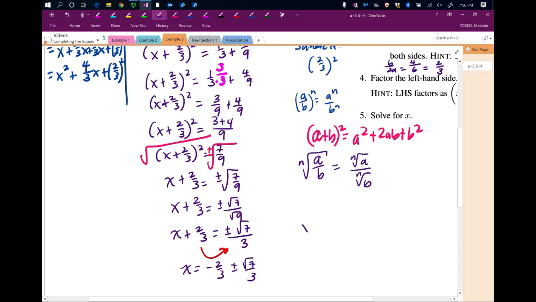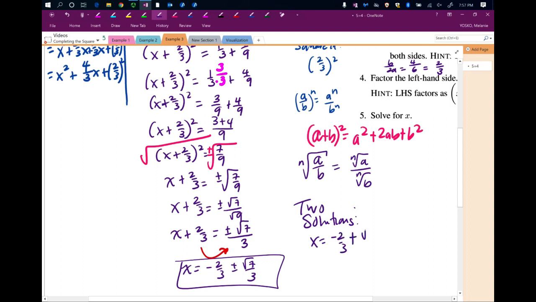Now I do want to point out, sometimes students will write this as plus or minus square root of 7 over 3 minus 2/3. There's nothing wrong with that, but typically we write the plus or minus term at the back. Okay, so there are actually two solutions. Often you'll see this as the solution, but there are really two solutions if you break them up. You have x equals negative 2/3 plus the square root of 7 over 3, or x equals negative 2/3 minus the square root of 7 over 3. Okay.